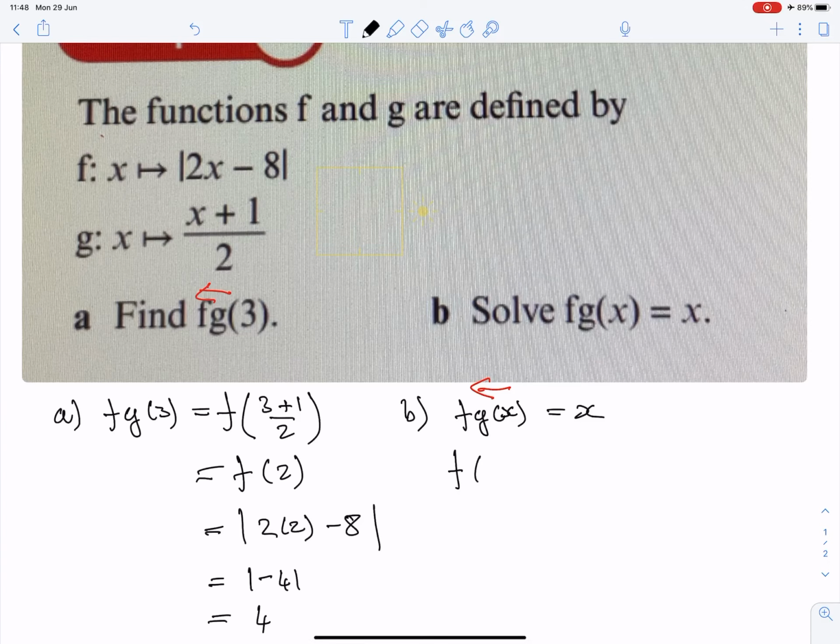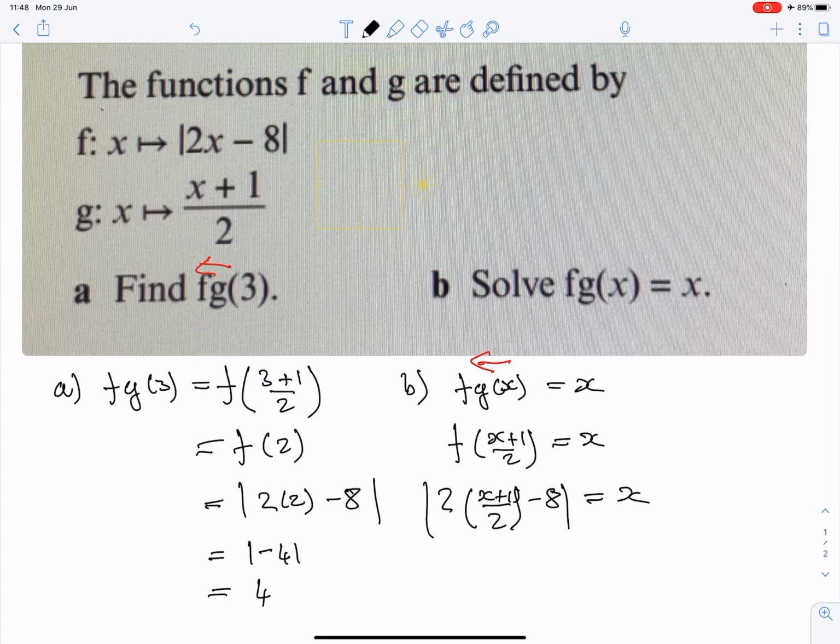So it's f acting on (x plus 1) over 2. And then f is 2 times the input, take away 8, and then we need the modulus. So 2 times the input, (x plus 1) over 2, take away 8, and the modulus of that is equal to x. So 2 over 2 cancels, so we get x plus 1 minus 8 is x minus 7. The modulus of that equals x.